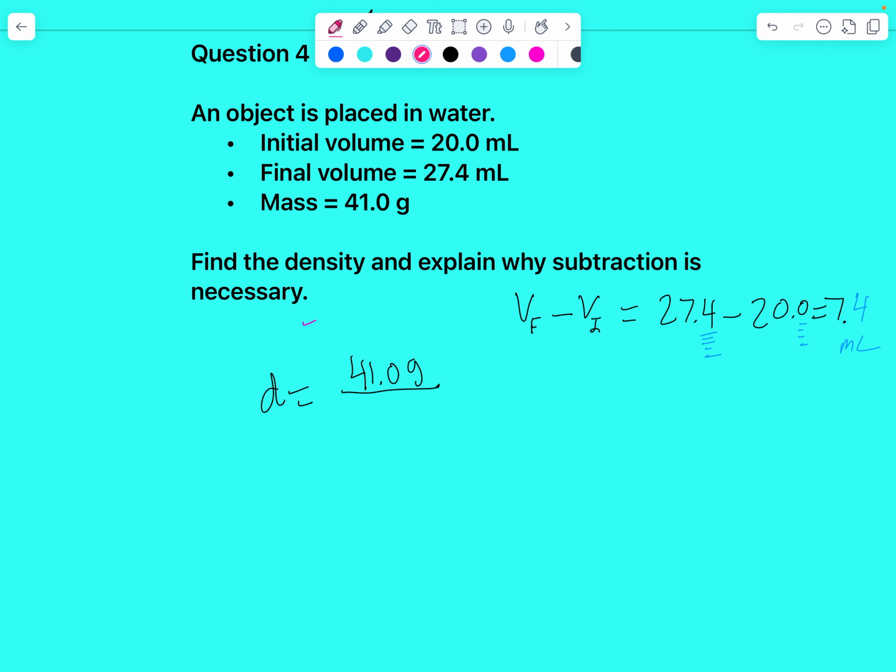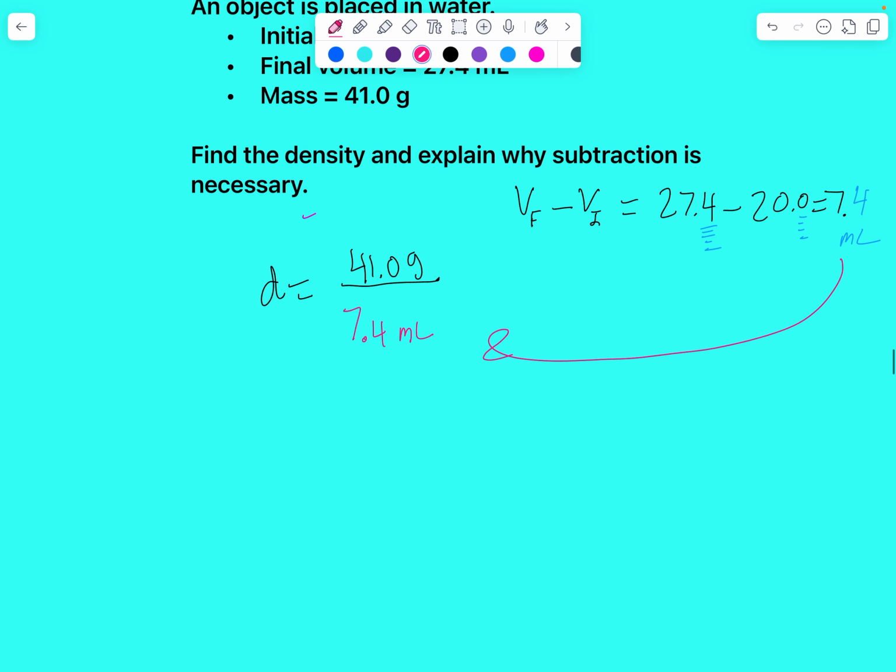So I'm going to take 41.0 grams. Congratulations, I found my volume. I'm going to plug it in. So 7.4 milliliters. My units are looking good, so I know I set this up correctly. So I'm going to say density is 41.0 grams divided by 7.4 milliliters. And when you plug it into your calculator, 41.0 divided by 7.4, you're going to get 5.54, right? I only need 3 sig figs, so I'm just going to say 5.54 grams per milliliter.